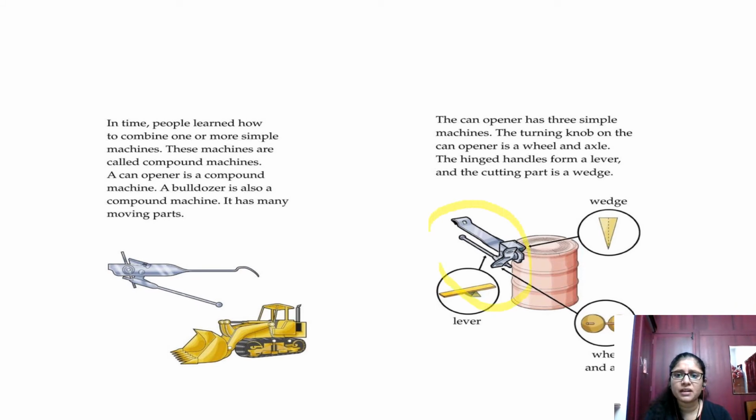So a can opener has a wedge, a lever, and a wheel and axle. A can opener has three machines together in it, so it does the job of those three machines. Okay, so it is a compound machine.